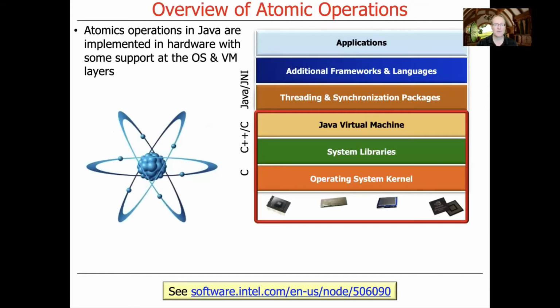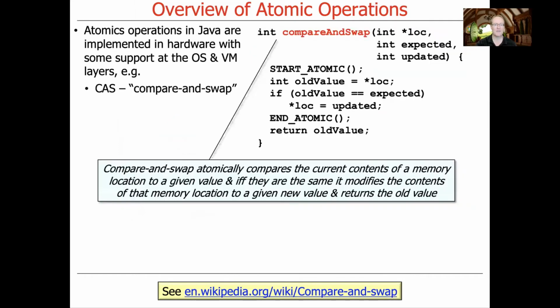What I'm going to do first is talk about how atomic operations in Java are implemented in hardware with some support provided by the higher layer operating system and Java virtual machine or Java execution environment capabilities. And you can learn more about the hardware operations if you take a look at the link at the bottom of the slide.